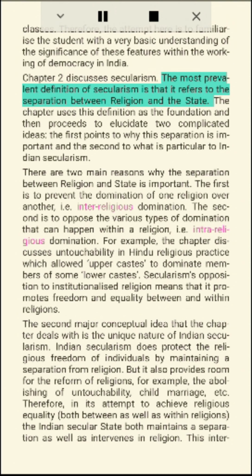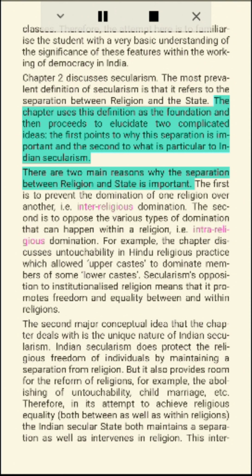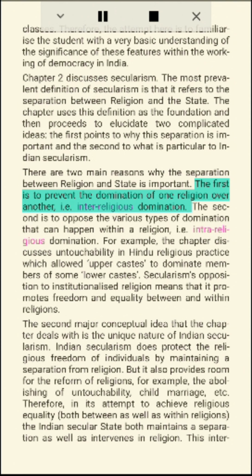Chapter 2 discusses secularism. The most prevalent definition of secularism is that it refers to the separation between religion and the state. The chapter uses this definition as the foundation and then proceeds to elucidate two complicated ideas. The first points to why this separation is important and the second to what is particular to Indian secularism.